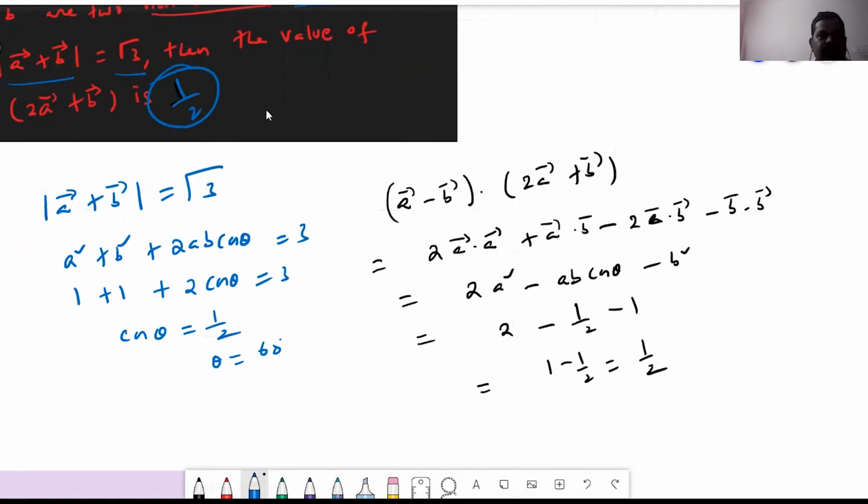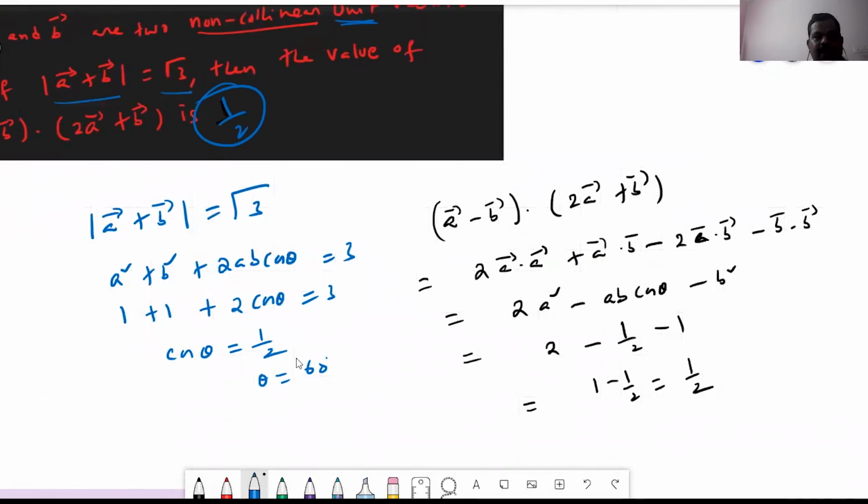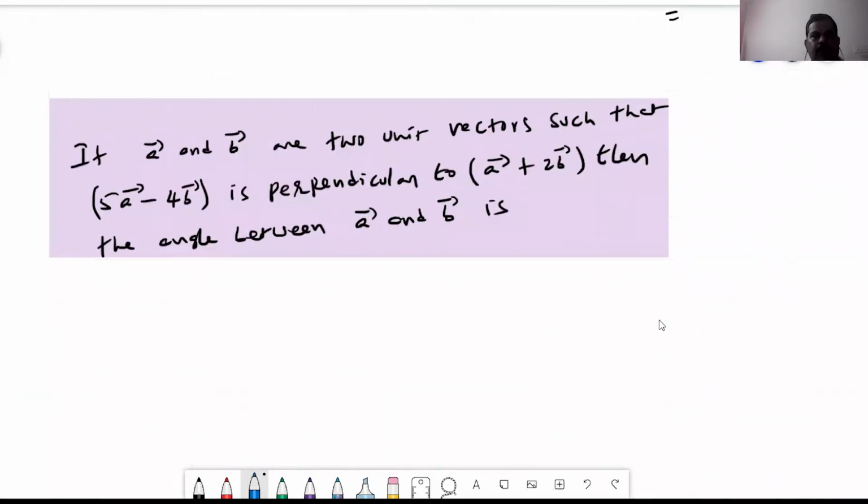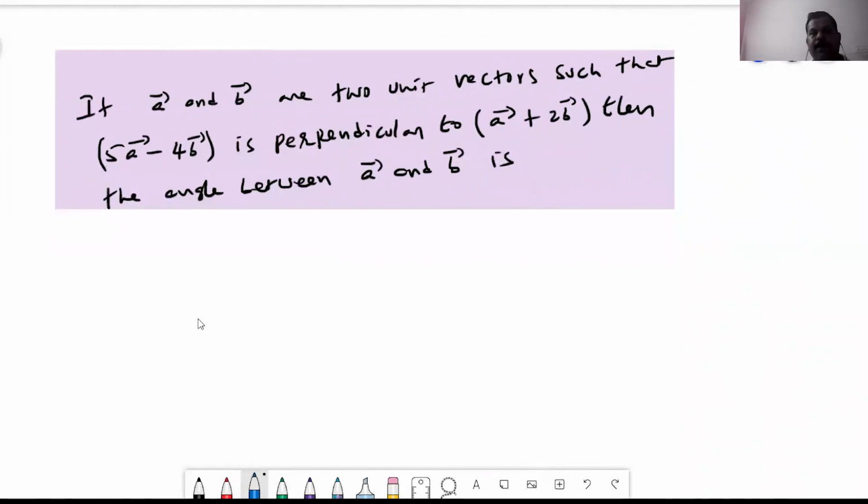So very simple. First, using the given condition, I have calculated the angle between the vectors. Then I use that angle here. It is a reverse problem. Now let us see. If A bar and B bar are two unit vectors such that 5A bar minus 4B bar is perpendicular to A bar plus 2B bar, then find the angle between A bar and B bar. Already explained in the last video, if two vectors are perpendicular, the dot product is 0. So similarly, if this vector and this vector are perpendicular, simply equate the dot product to 0.